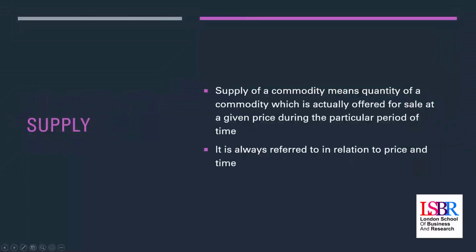Thank you to those that ask questions, it's always good. So the next focus is on supply. We talked about demand and how people respond in terms of the quantity demanded when the price changes. What about the supply then? A supply of a commodity means the quantity that's actually offered for sale. This time we're looking at how much a firm or a business is willing to supply at a given price at a particular period of time.